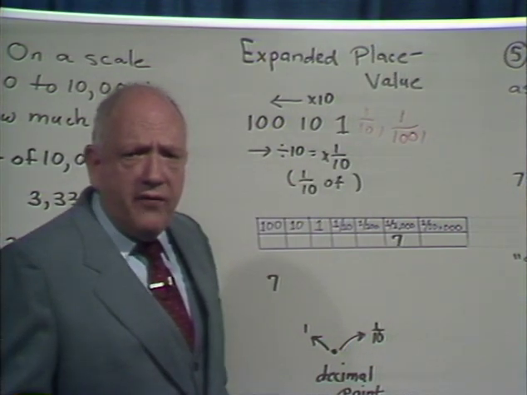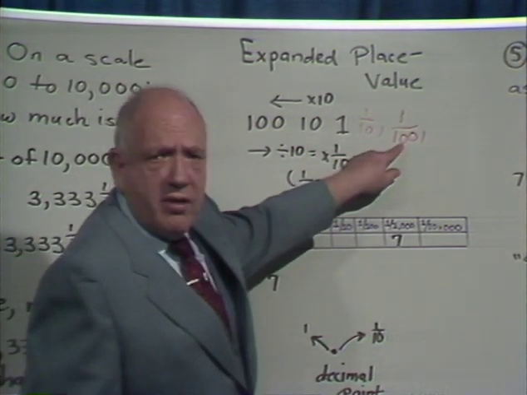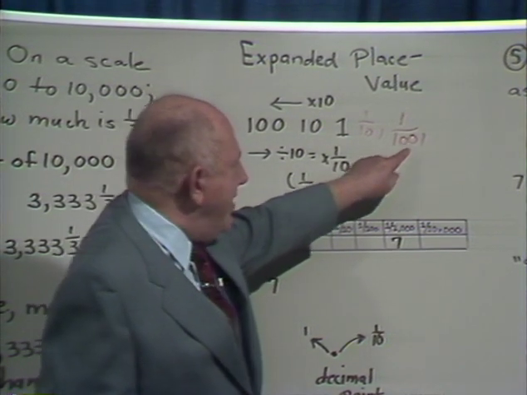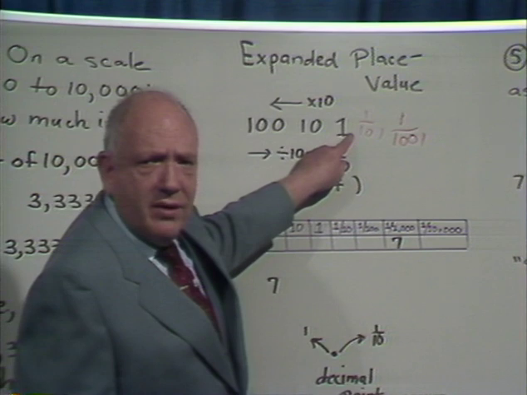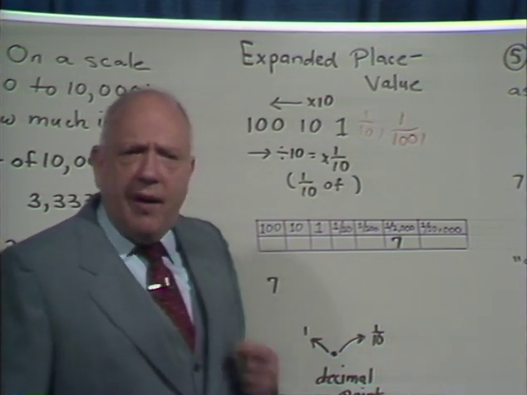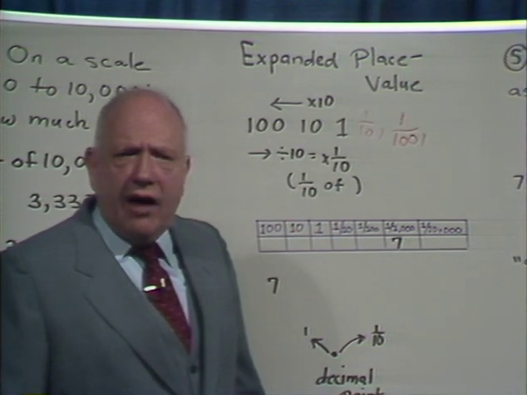If it makes it easier for you to visualize, think of this in terms of money. 1/100th of a dollar is a cent. 10 cents make 1 dime. 1 dime is 1/10 of a dollar. In fact, that's where the word dime comes from. It's a corruption of the word decimal.